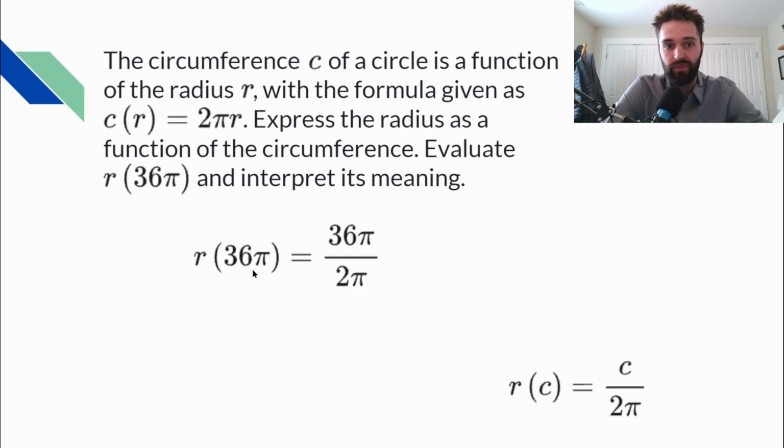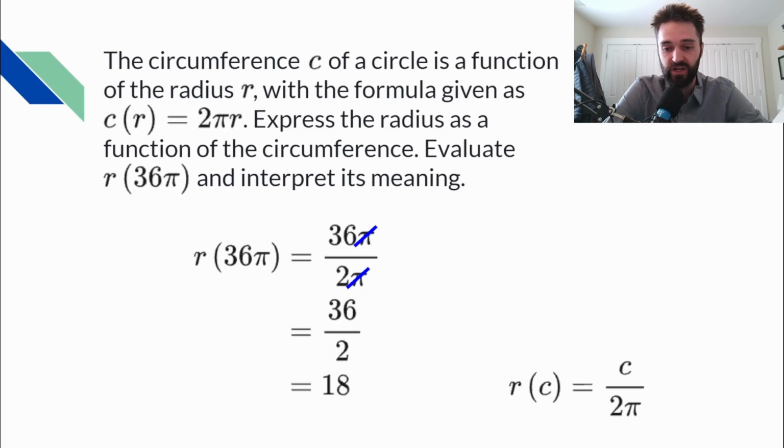If we plug 36 pi in for c, right, we end up with 36 pi over 2 pi. Okay, that's what this function says to do. It says to take the circumference and divide it by 2 pi. So we'll take 36 pi and divide it by 2 pi, and we can see that the pi's are going to cancel, and that leaves us with 36 over 2, which is equal to 18.